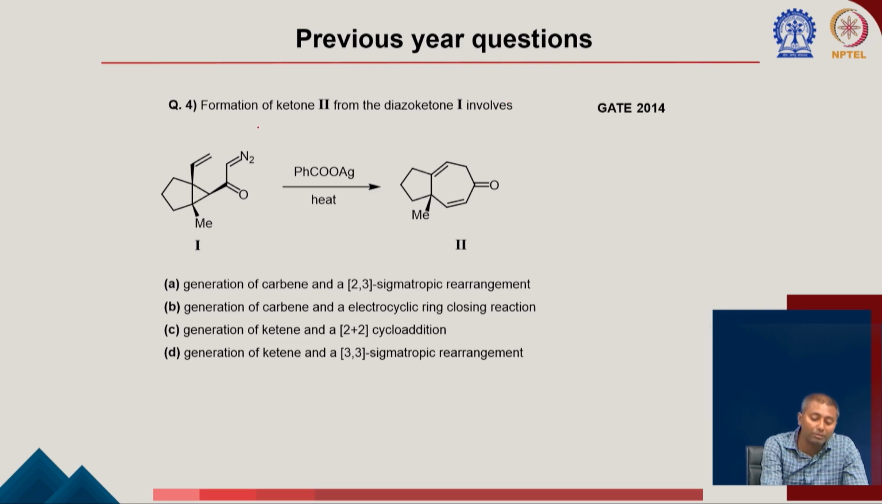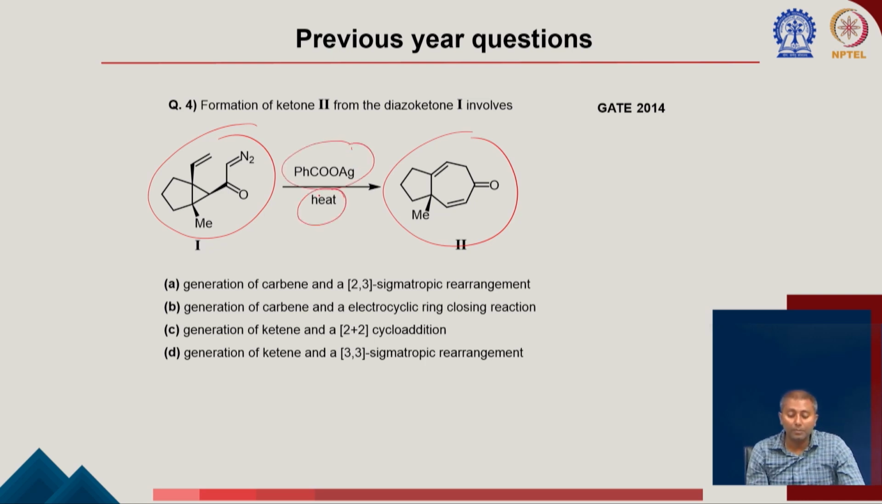They are saying this is your 1, this is your 2, using silver and heat. Now the question they are asking is what the formation of ketone 2 involves: generation of a carbene and 2,3 sigmatropic rearrangement, generation of a carbene and electrocyclic ring closing, generation of ketene and 2+2 cycloaddition, or generation of ketene and 3,3 sigmatropic rearrangement. So, there are 4 options. Let us try to find out the mechanism for this conversion.